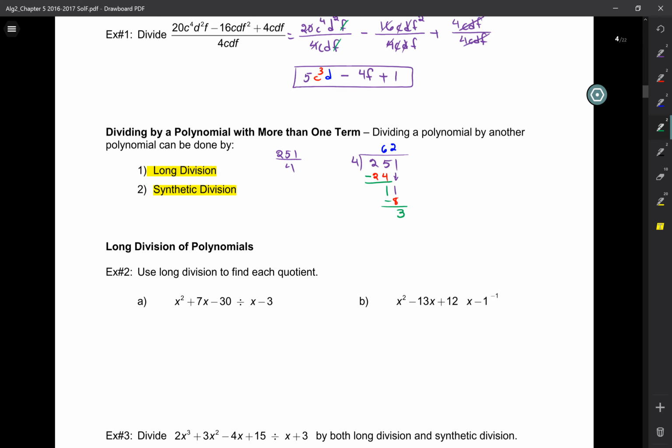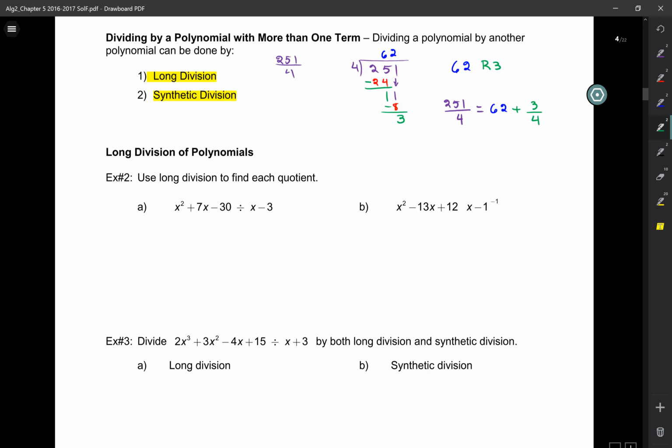All right, do you remember that? And we would write it as 62, remainder 3. Another way to write it is this. We could say 251 over 4 is equal to 62 plus 3 over 4. That's another way of writing it, okay? And now if you multiply this out, 62 plus 3 over 4, if you do common denominator, you get 251 over 4. It's like magic. So those are two different ways of writing it.